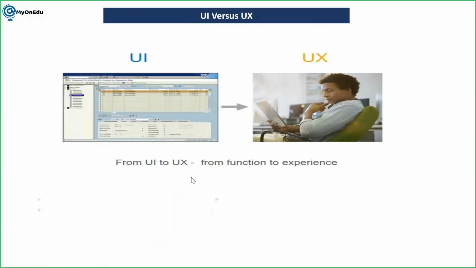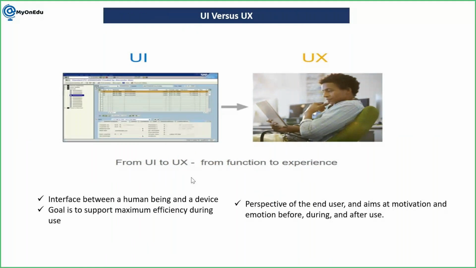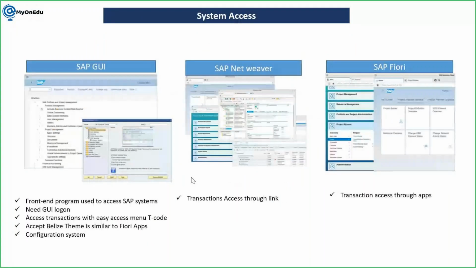And here we understood the concept of UI and UX in the previous session, the user type, and how we are accessing the system. We understand that there are three different ways to access the SAP S4HANA system. First is the SAP GUI, where all the transactions are there, and based on the transaction code you can access the particular transaction in the system. And SAP NetWeaver, where you can access the business transaction through a link. And SAP Fiori, where you have applications for this particular transaction. SAP PPM doesn't have any transaction code to access.